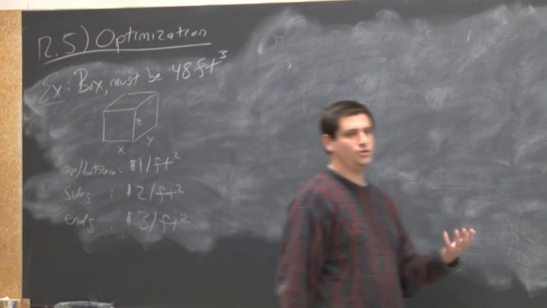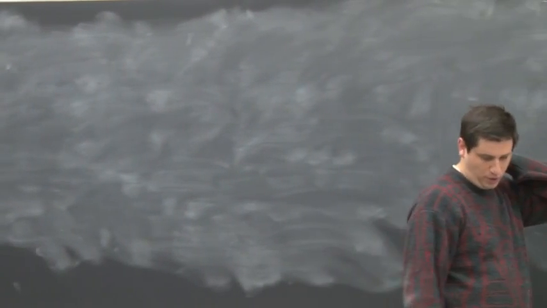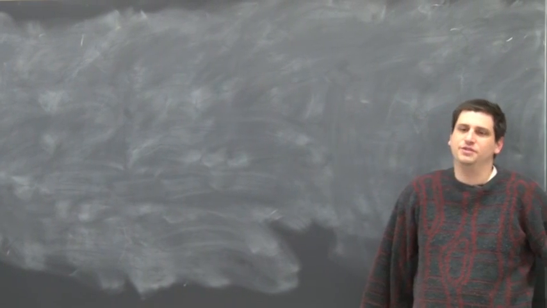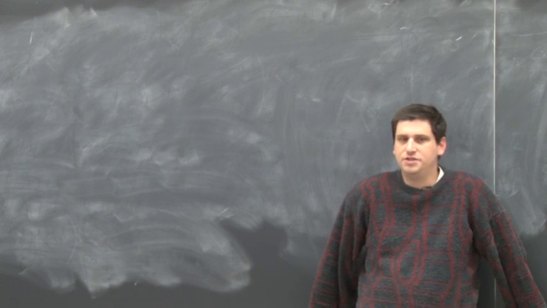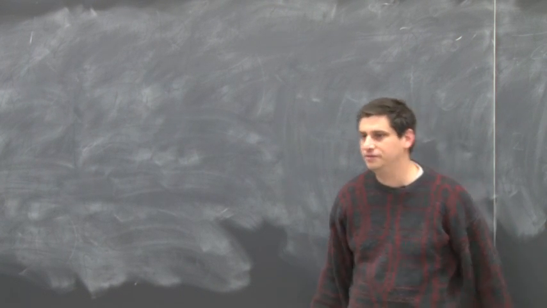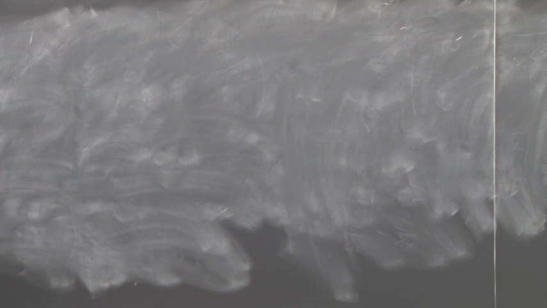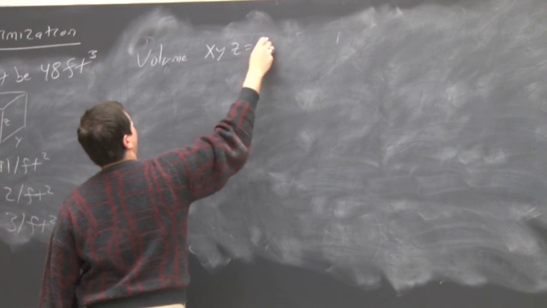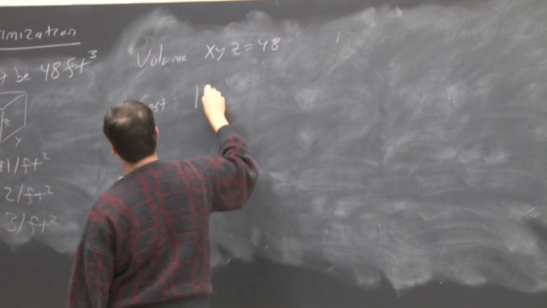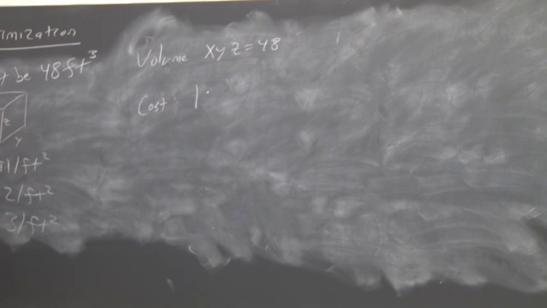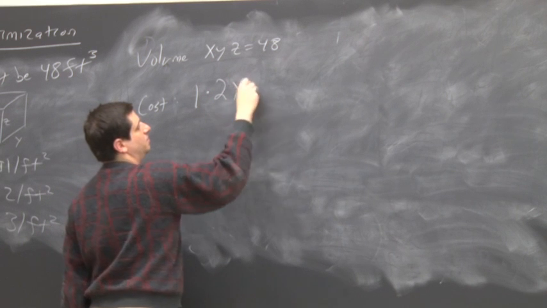I may mix up a little bit which is x, y, and z from what I have in my notes. I may mix up exactly what is the front, what is the side. Doesn't really matter. What's the volume of the box in terms of x, y, z? X, y, z, yep. Volume is xyz, and that must be 48. And the cost, so I have $1 for the top and the bottom. All right, so the bottom is x times y, so the area of the bottom is xy. I have xy in the top as well, so it's 1 times 2xy.